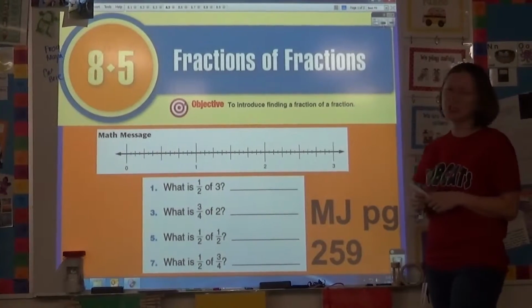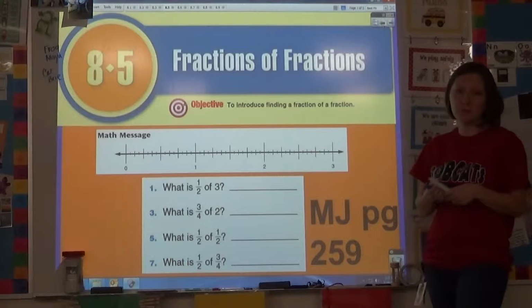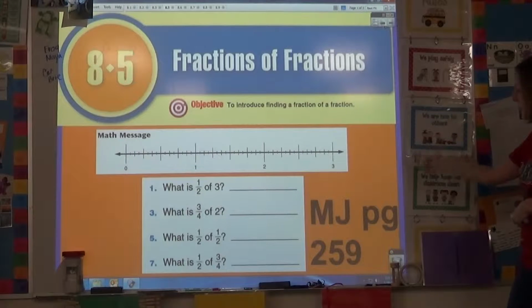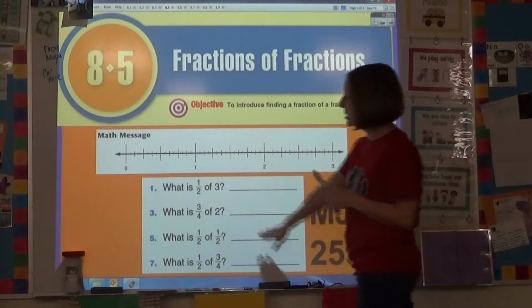Lesson 8.5 is fractions of fractions. Our objective is to introduce finding a fraction of a fraction. So we're going to take a look at the math message on Math Journal page 259. We have some questions here.